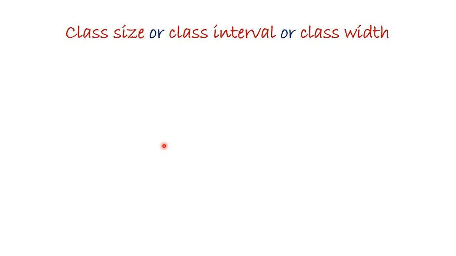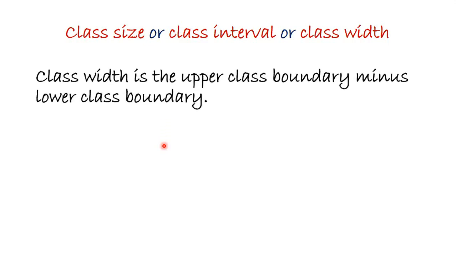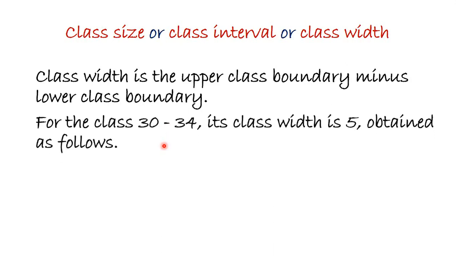We subtract the upper class boundary minus the lower class boundary. For example, if you look at the class of 30 to 34, the lower class boundary was 29.5 and the upper class boundary 34.5. So we shall get 34.5 minus 29.5, which will give us 5. So 5 will be the class width, which is got by getting 34.5 minus 29.5, the upper class boundary minus the lower class boundary.